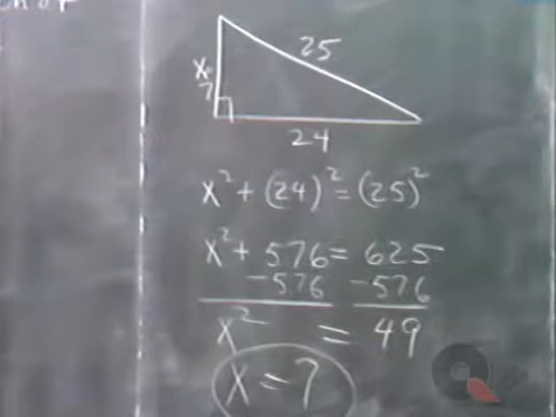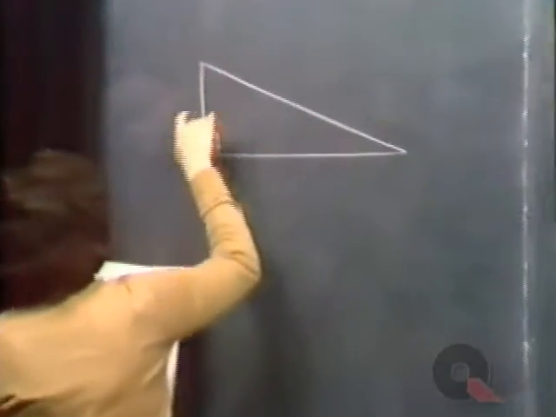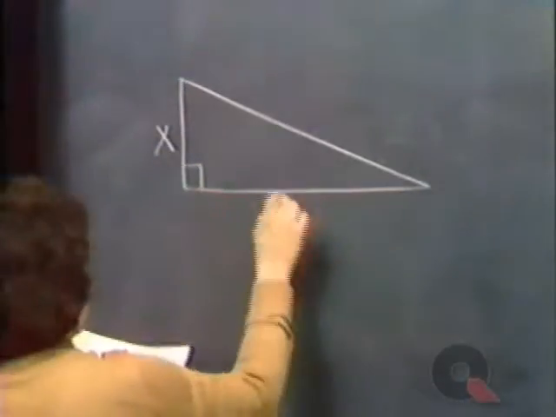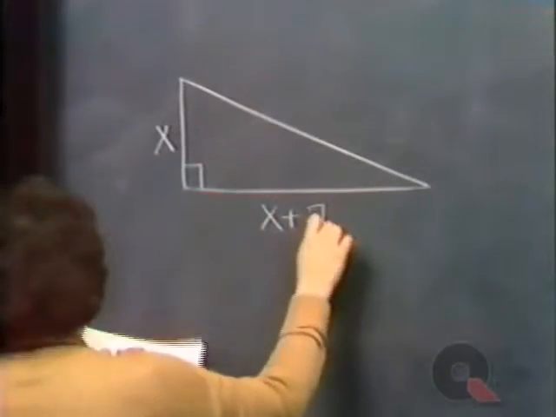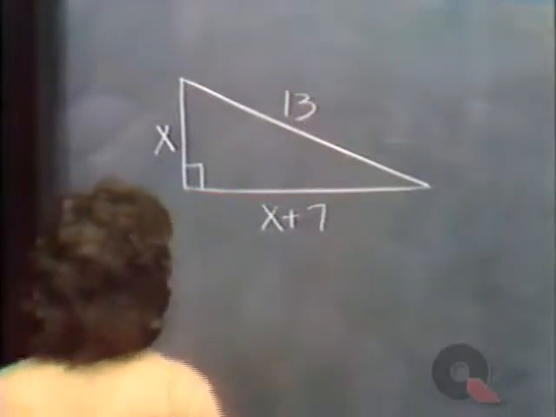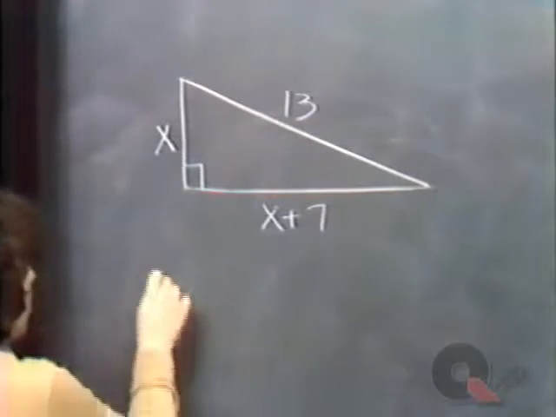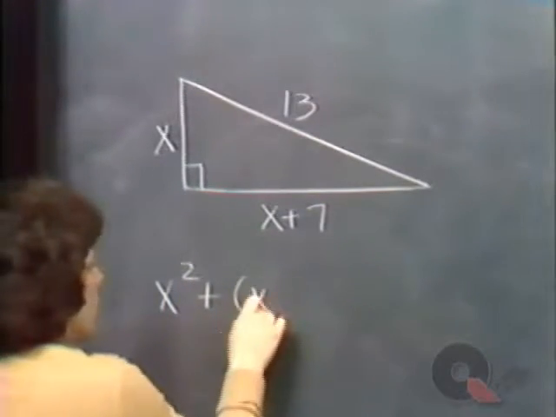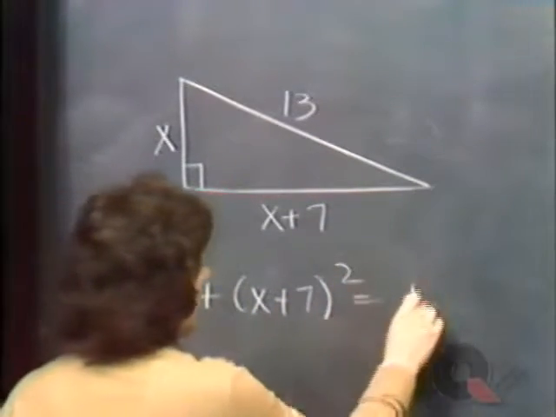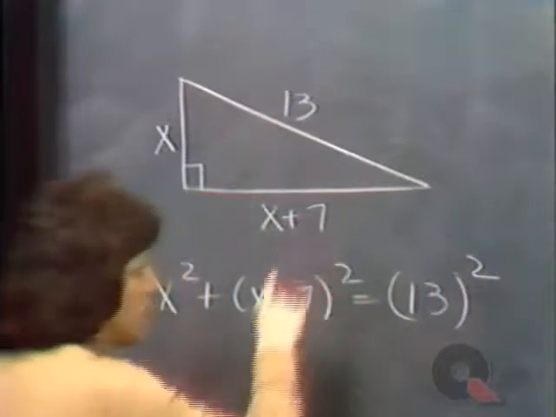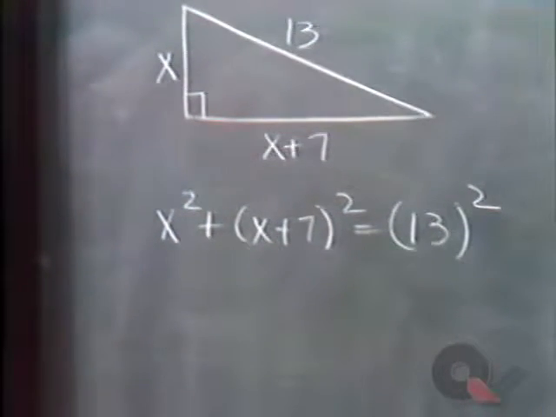Let's try another example here. The length of this leg we'll call x, the length of this leg x plus 7, and the length of the hypotenuse 13. Okay, we're interested in finding x. As before, the sum of the squares of the two legs is equal to the square of the hypotenuse, and be careful to use parentheses here when you have the x plus 7. It's more than one term that you're squaring.